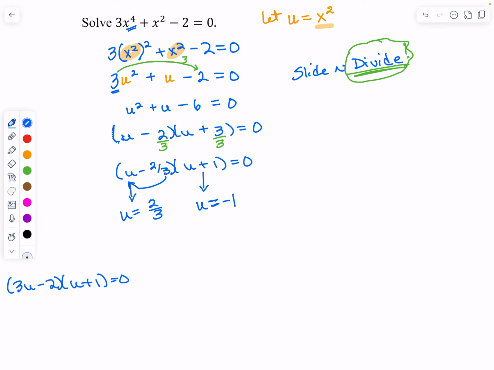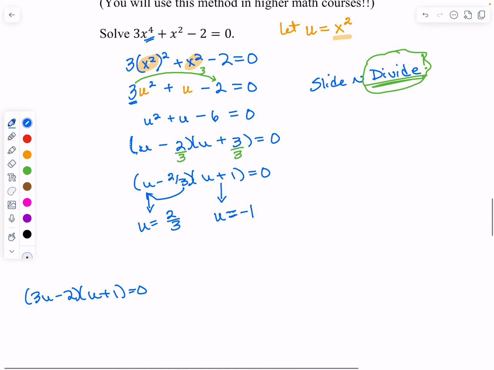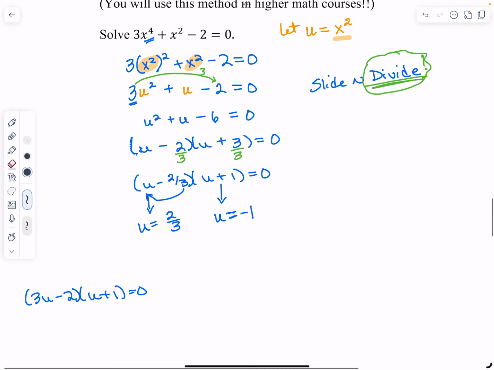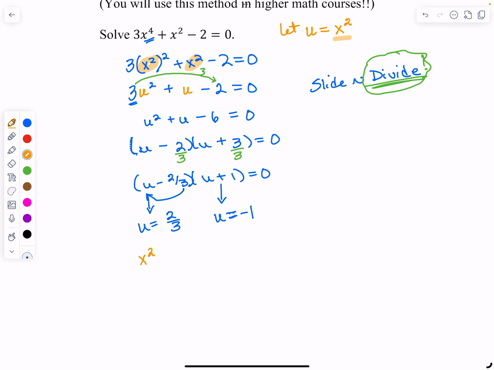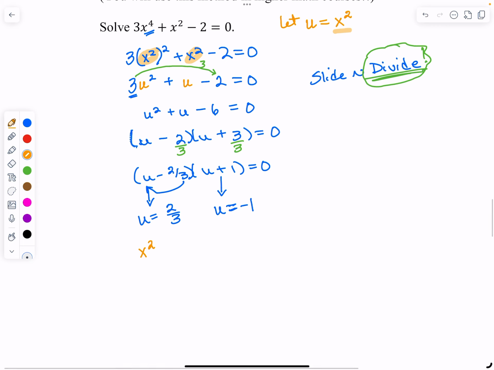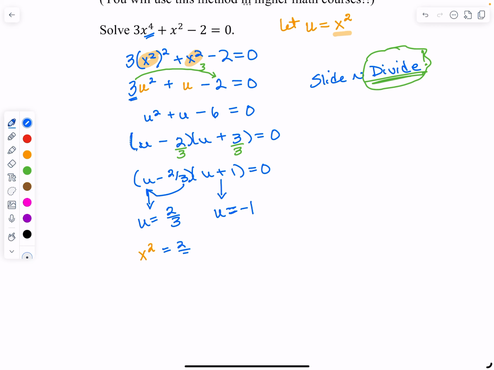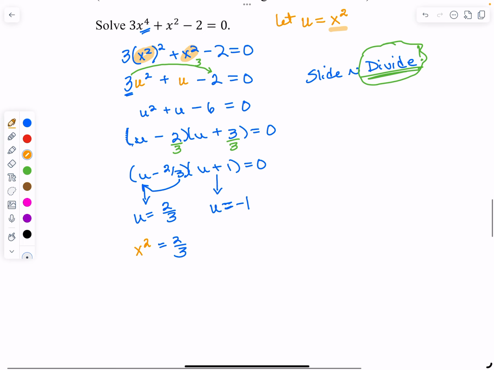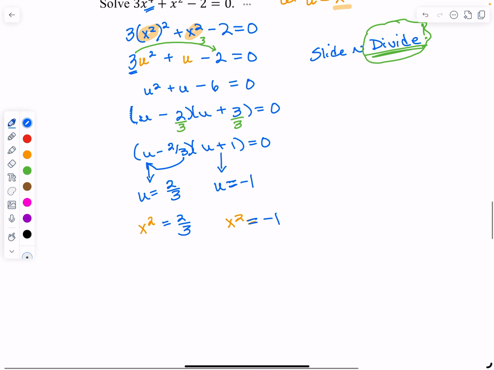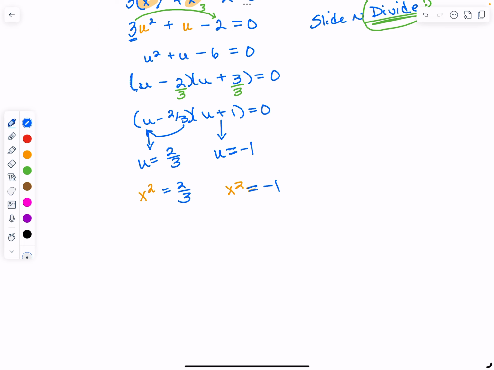Now we're not done, right? Because I don't want to know what u is. I want to know what my x is. So I'm going to substitute back in. I'm going to say x squared is equal to 2/3, and x squared is equal to -1. So I just plugged my x squared back in for my u.